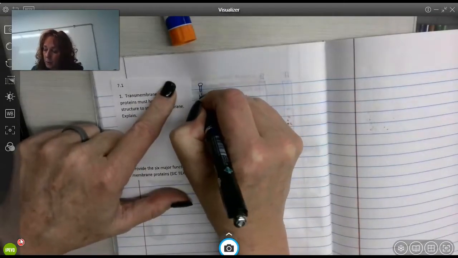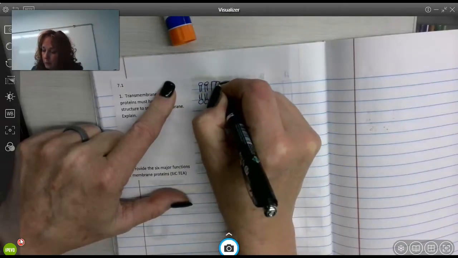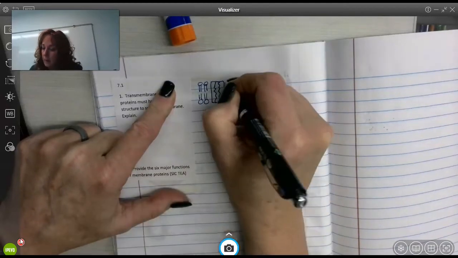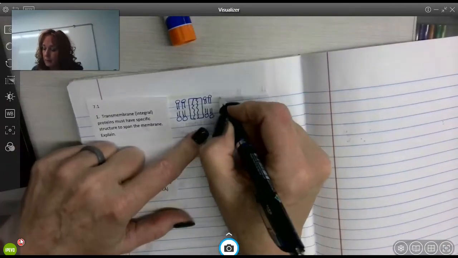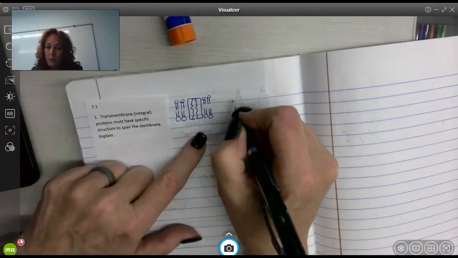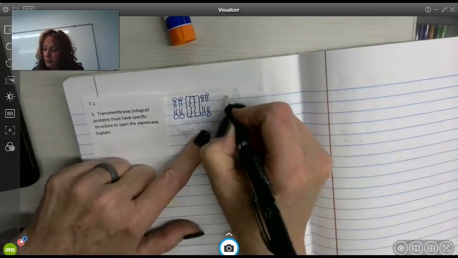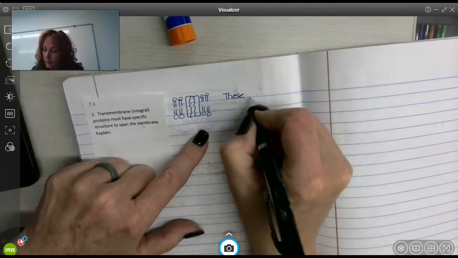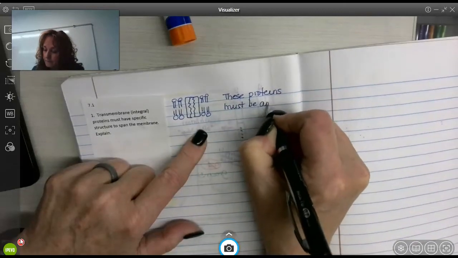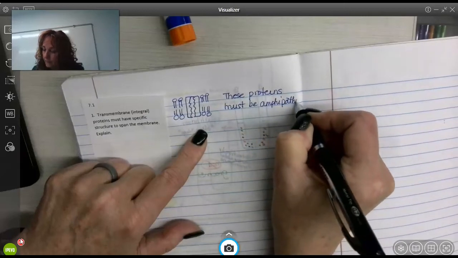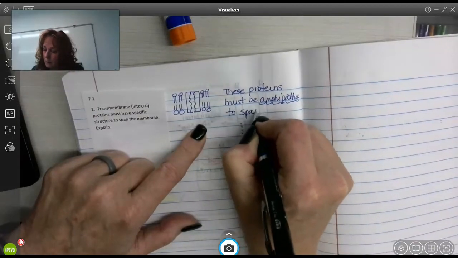So we would want to put in some time, let's put like a little channel protein. And we learned the word for that. So when you have both hydrophilic and hydrophobic domains or parts of the protein, that's called amphipathic. So we would just put that these proteins must be amphipathic. Put our little buzzword under there, to span the membrane.